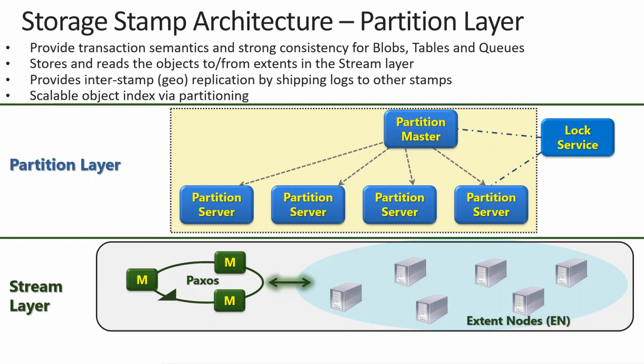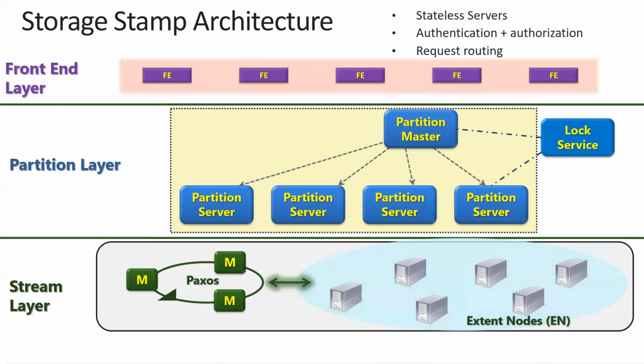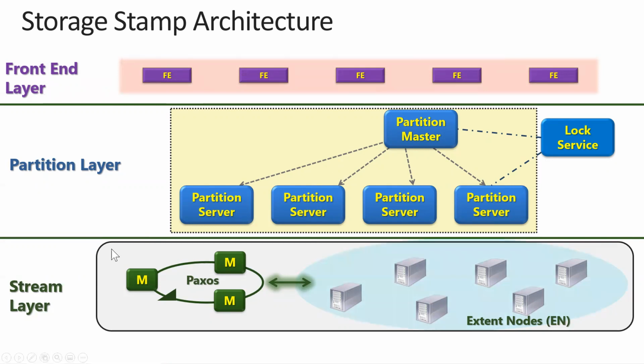Okay, so moving on, there are a lot of things. We discussed the log service, then the partition layer, and then this front end layer. The front end is the stateless servers, and they are responsible for authentication, authorization, and request routing, right? So now in the next step, we will see the end-to-end flow.